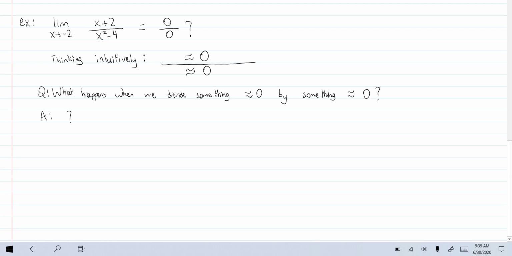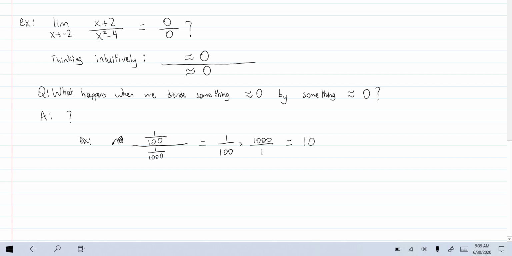So just some examples, right? Maybe in my numerator, I've got something like 1 over 100, which we think is pretty close to 0. Maybe in my denominator, I've got something like 1 over 1,000, which we also think is pretty close to 0. But if we compute what this is, that's equal to 10. Okay.